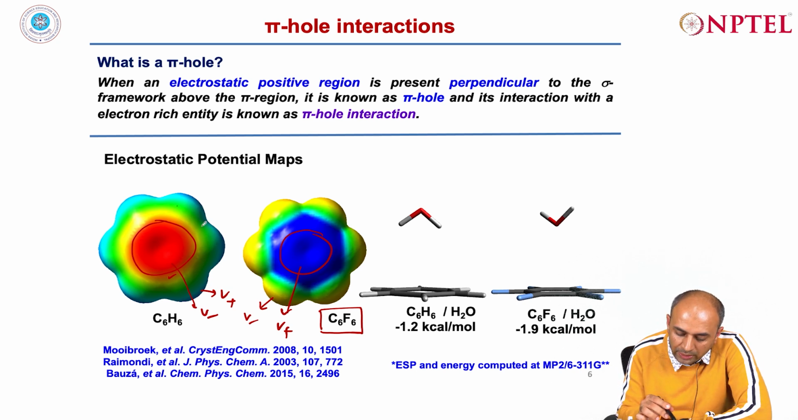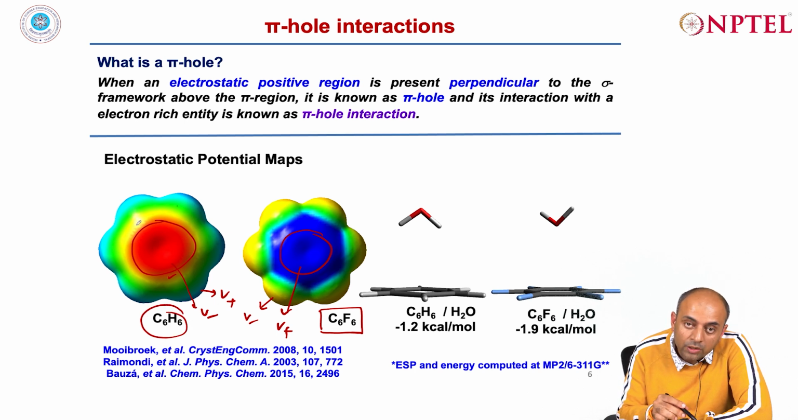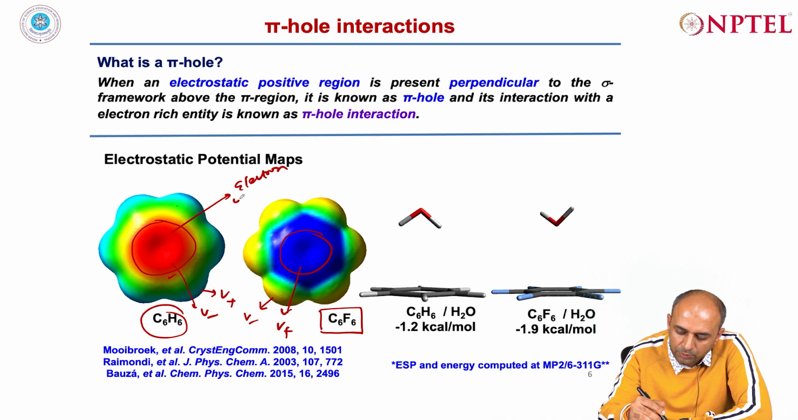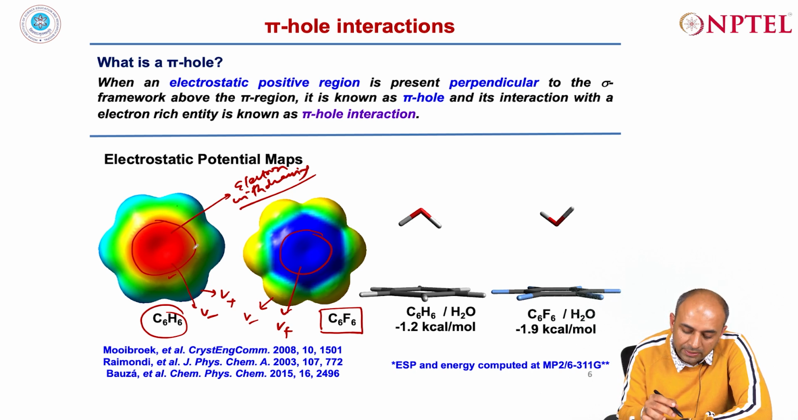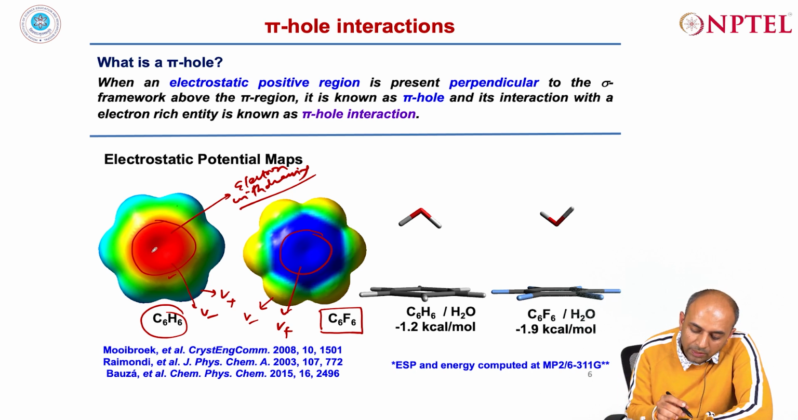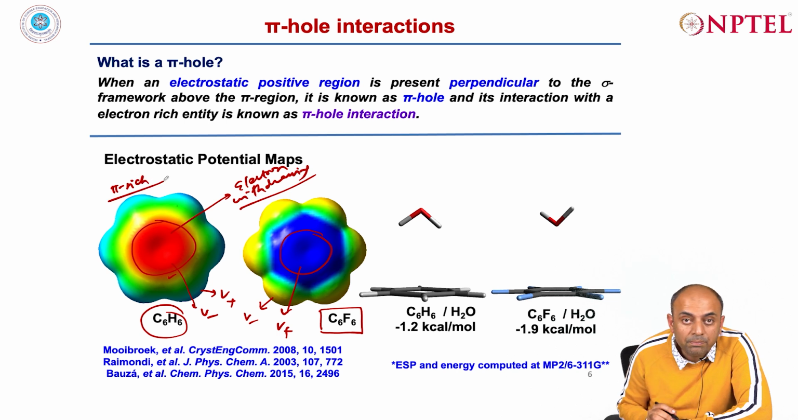So now you can actually put different kinds of groups on this benzene and modify the electrostatic potential on this benzene. If you start putting electron withdrawing groups, the electrostatic potential will start decreasing, becoming less negative, becoming 0, and eventually becoming positive. Now, this region is referred to as a pi-rich surface because it is electrostatically negative.